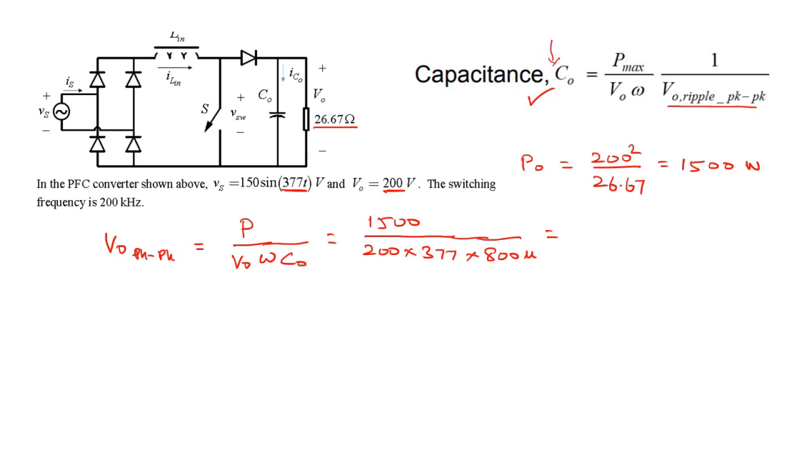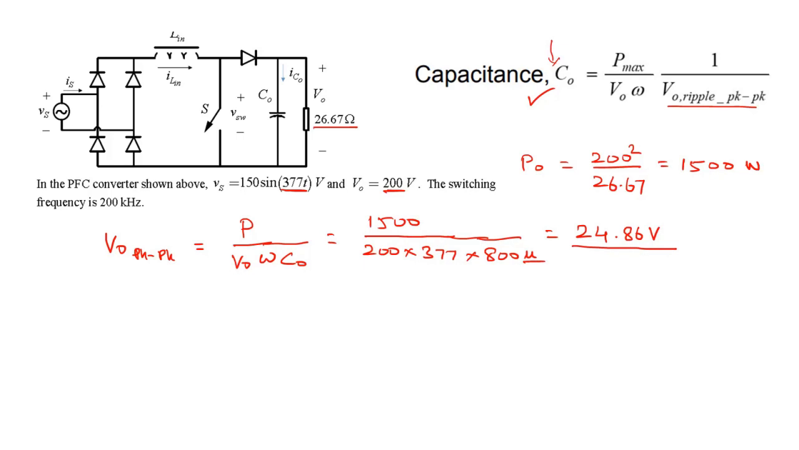I'm sorry, we are calculating the peak-to-peak ripple. So the peak-to-peak ripple comes out to be 24.86 volts, corresponding to this 800 microfarad capacitance. And as a check, you can see that this is somewhat close to about 10% of the nominal output voltage, 200 volts. So it's a reasonable value.